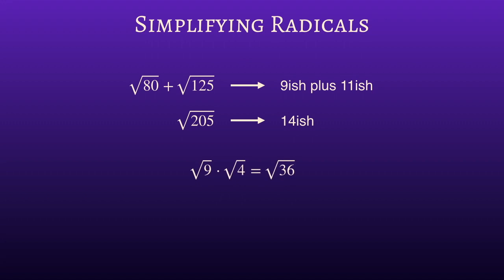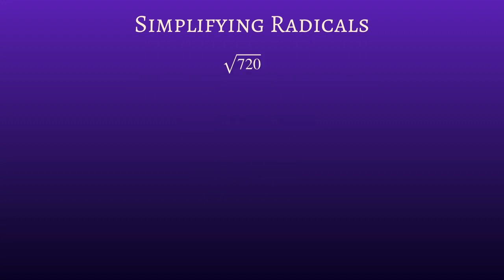Fortunately, we can multiply radicals together. If we examine this, we see that 3 times 2 is indeed 6, and we can use this to simplify the roots of large composite numbers.